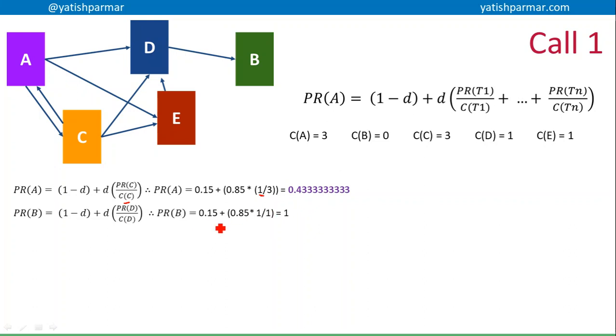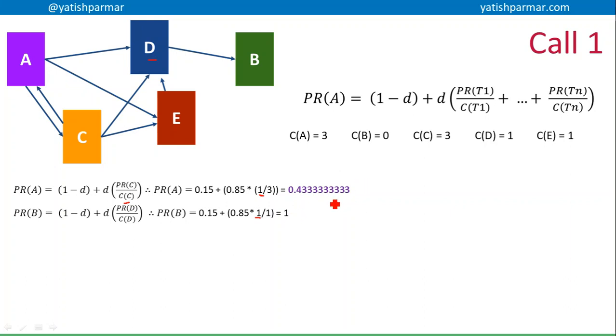Similarly, the page rank of B is worked out by looking at the rank of D. In this case, the rank of D is still 1, and I end up with a page rank of 1 for B. So 0.85 times 1 plus 0.15 gives me a rank of 1.